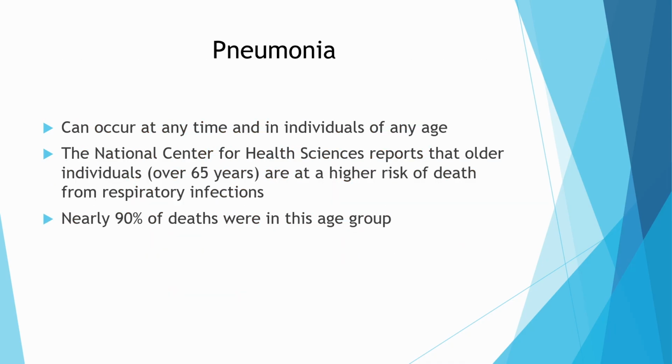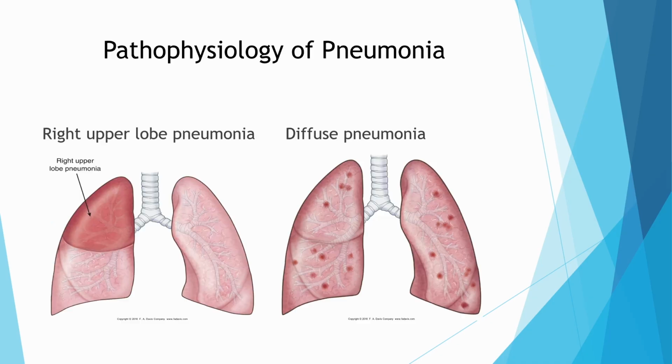So pneumonia. Pneumonia can occur at any time and in individuals of any age. The National Center for Health Sciences will report that older individuals over the age of 65 are at a higher risk of death from respiratory infections, and nearly 90% of deaths were in this age group.